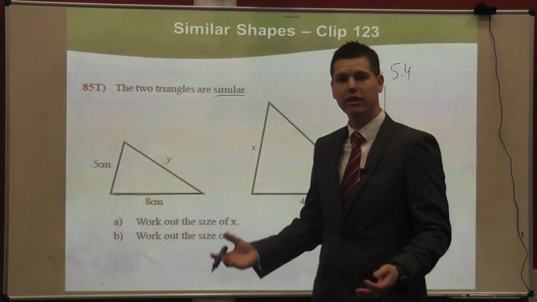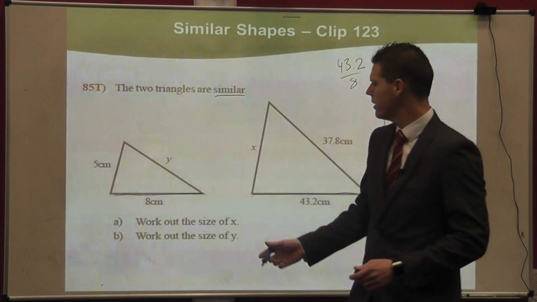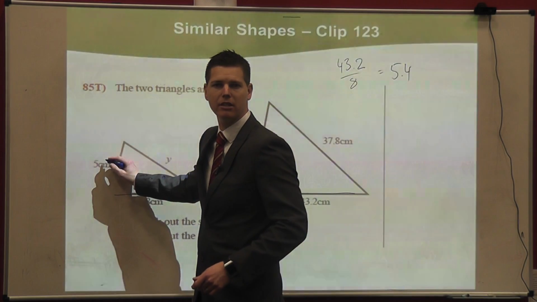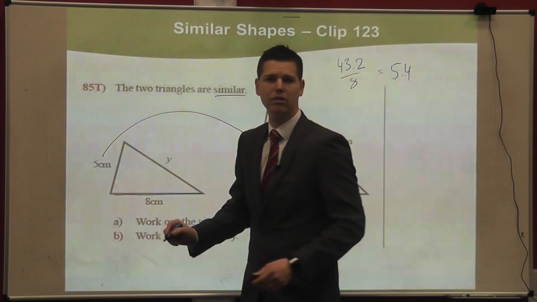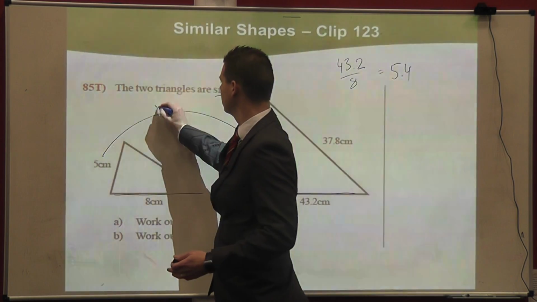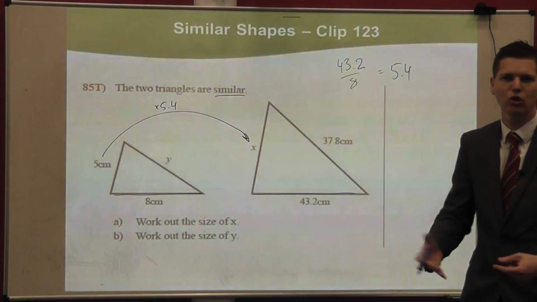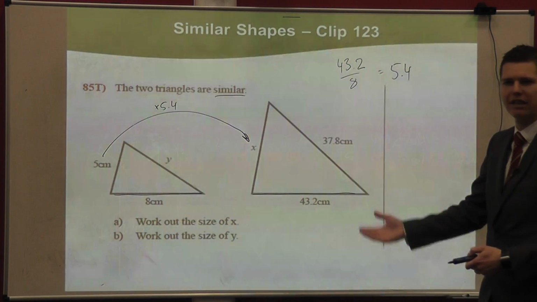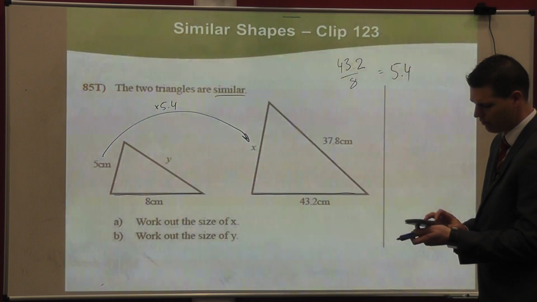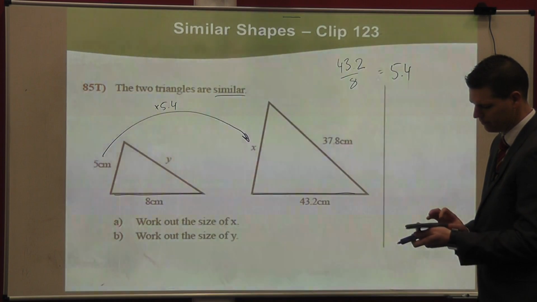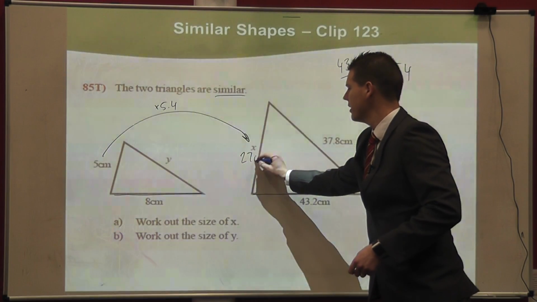So all I can do then is transfer that information back and forwards. I can say that if this was 5 centimetres in the smaller one, then to become the length of the bigger side, I times it by 5.4. That's all. If it was a scale factor of 2, I'd double it. So in this case it's a scale factor of 5.4, so I times it by 5.4. So 5 times 5.4 gives me 27. So that's 27 centimetres.